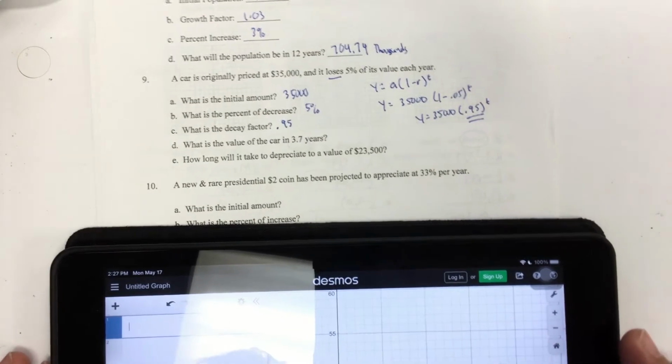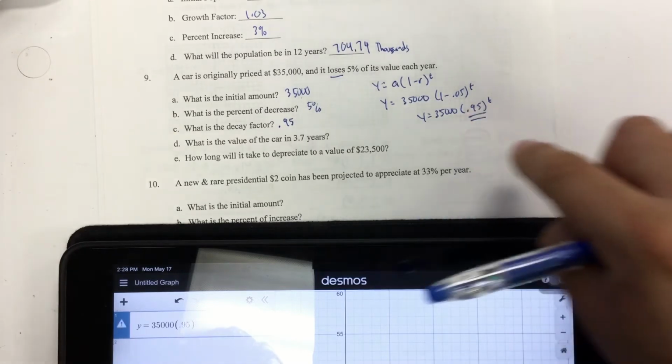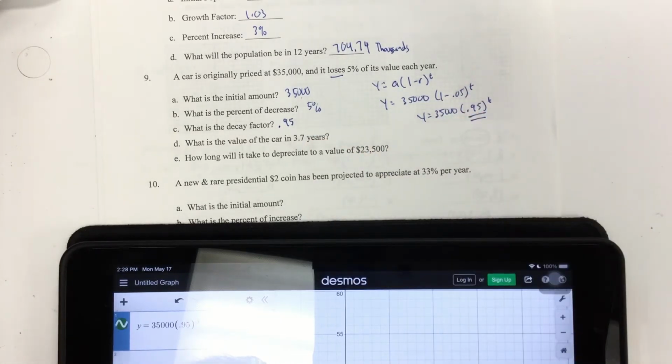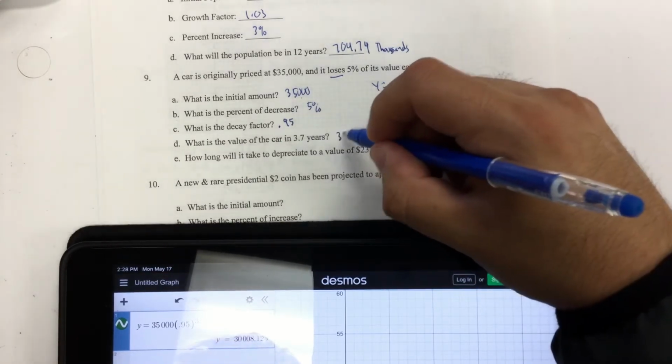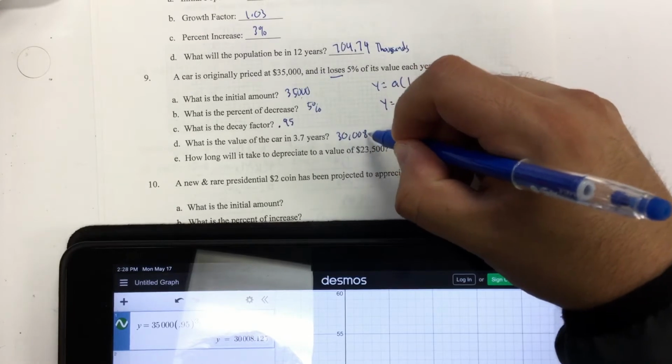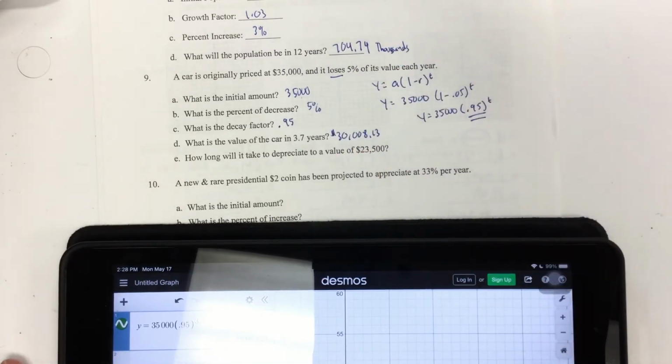All right, so here we're going to type in this equation, y equals 35,000 times 0.95, and we're going to raise it to the 3.7 years. And we can see it'd be $30,008.13.